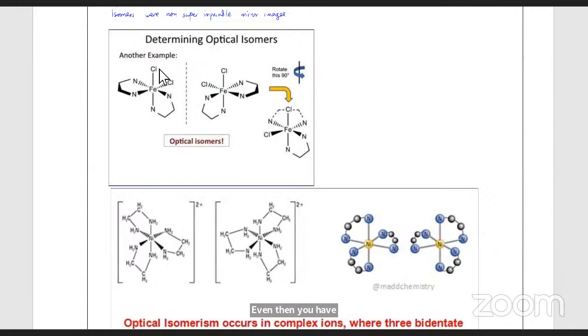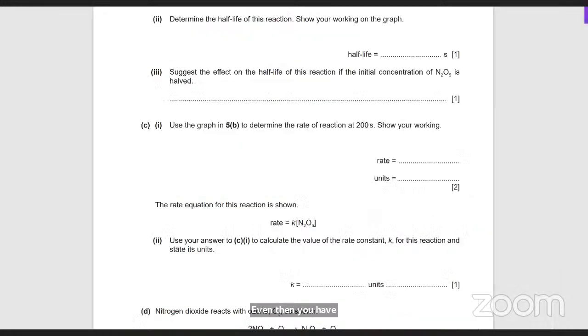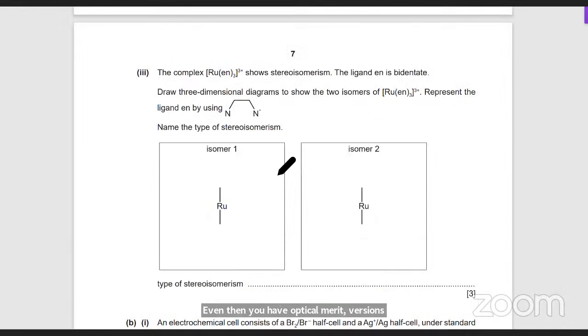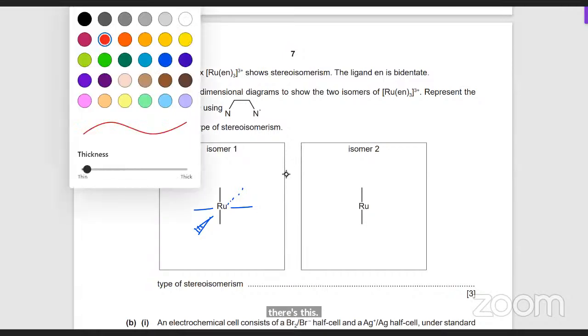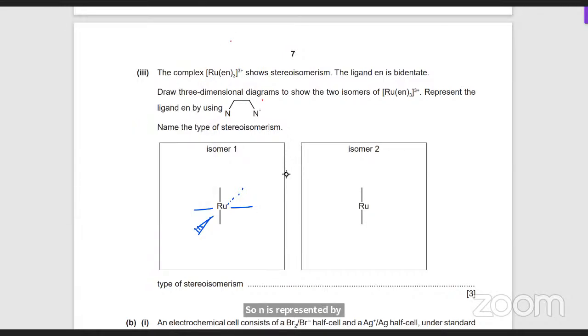optical isomers, mirrored versions. So in this question, the type of isomerism is going to be optical, and you're being asked to draw it. So sketch it, you can draw it like this, okay, x and y axis, and then there's this z axis. En is represented by this thing. So en is connected at the top.